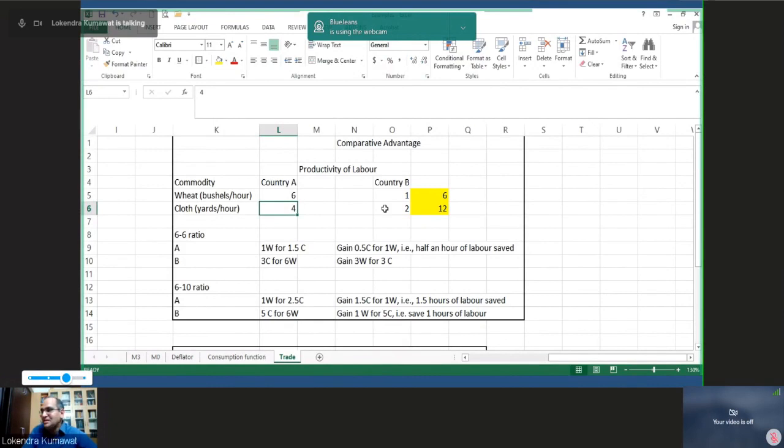That means the absolute advantage for country A is more in wheat and less in cloth. This is what we mean by saying that A has comparative advantage in wheat. So comparative advantage means absolute advantage is greater.